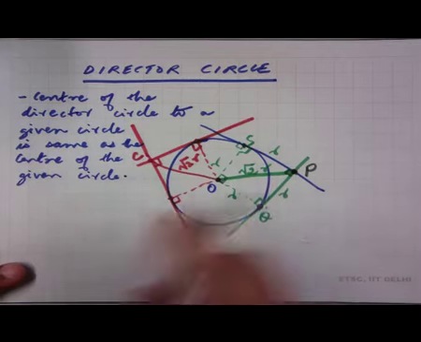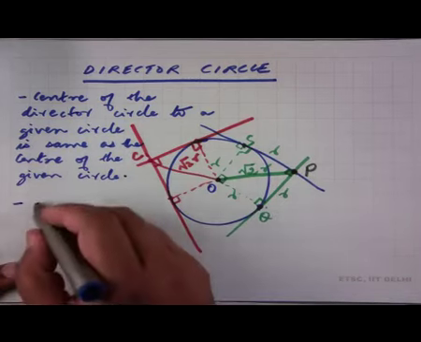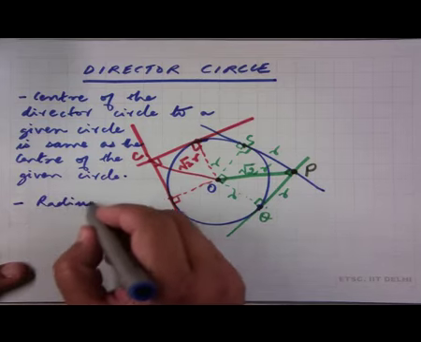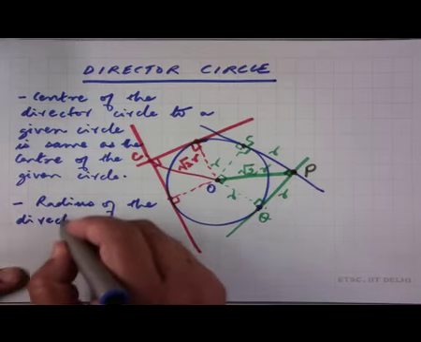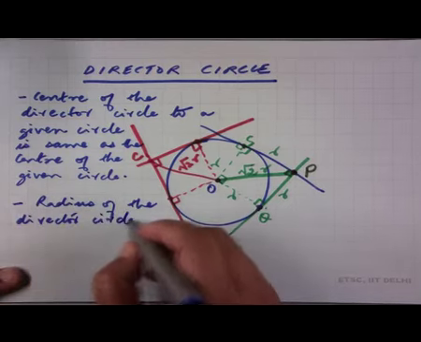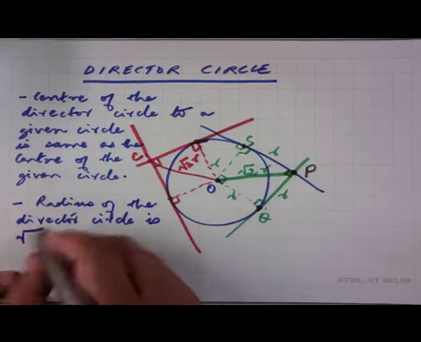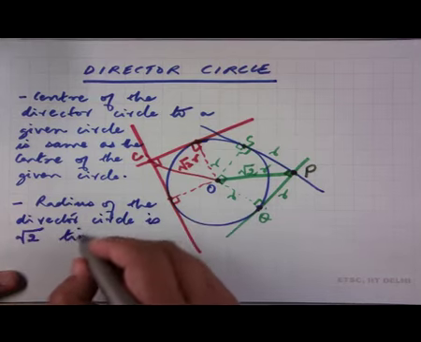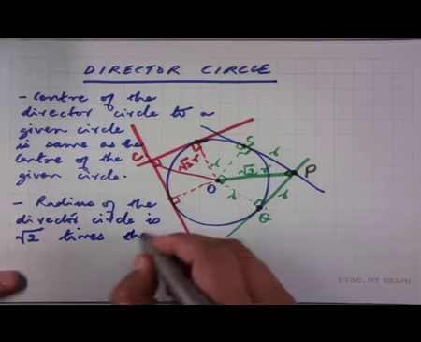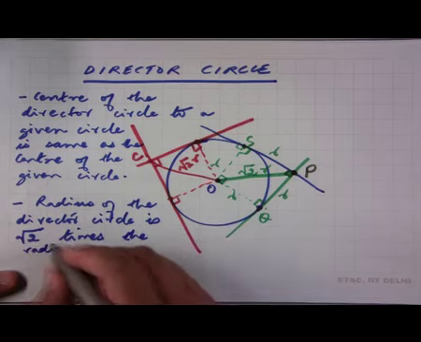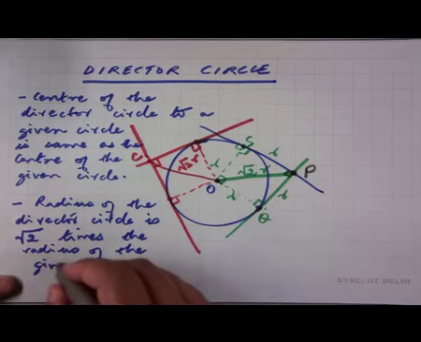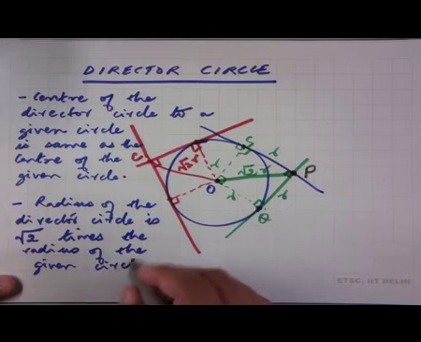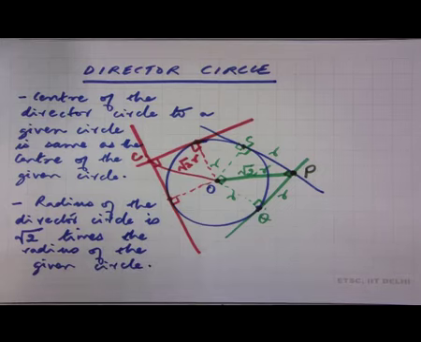That is one observation, and the other observation is that the radius of the director circle is square root of 2 times the radius of the given circle. So, with that we finish this discussion on director circle.